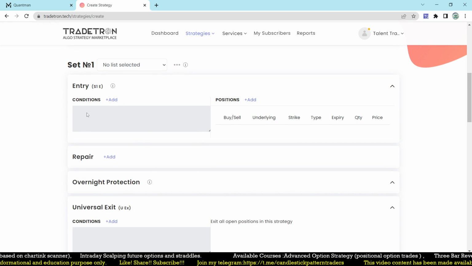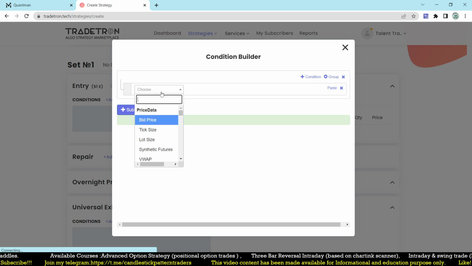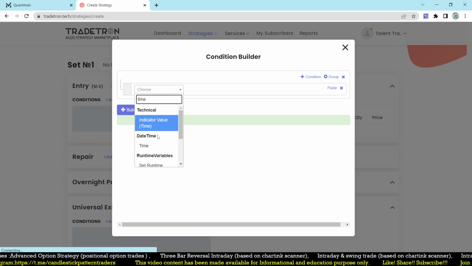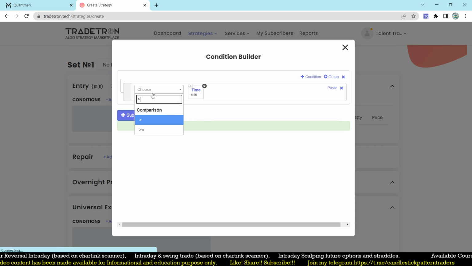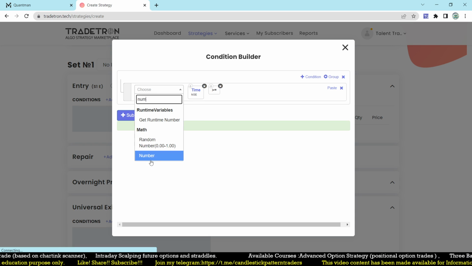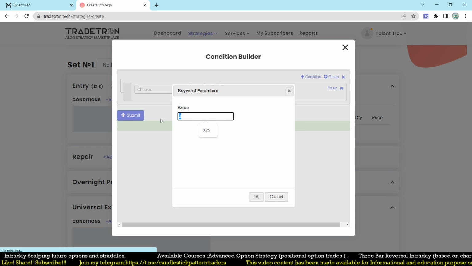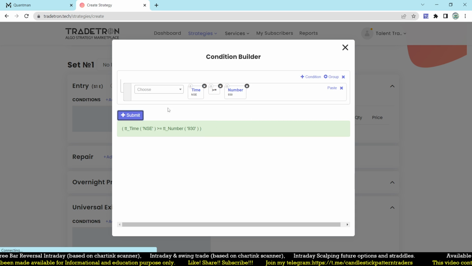So we have entry conditions here. I'm going to add the conditions which we are going to take. The first one is the time condition: the time NSE must be greater than or equal to a number. We mention the number 930. This is the format we are going to use, 930. So this is the first condition I have submitted.